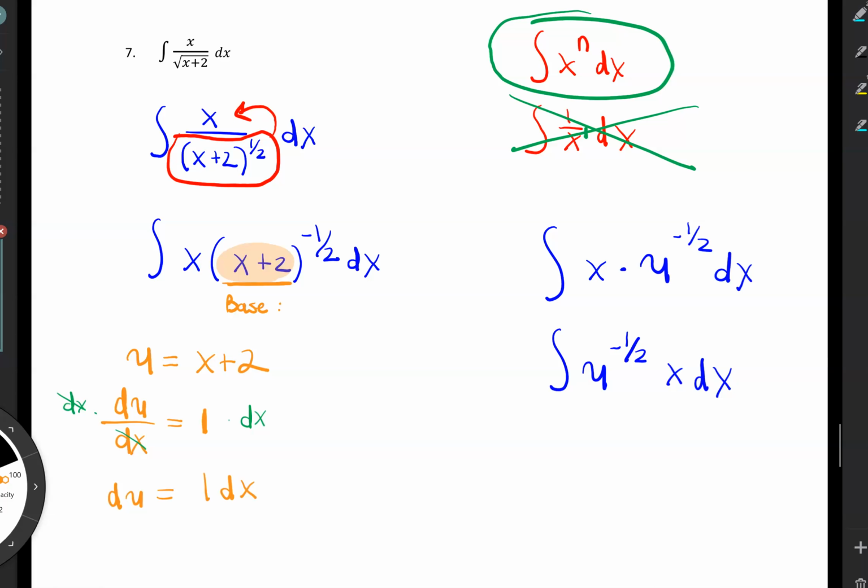Well, do I need that understood 1 there? No, right? So du swaps out directly for dx. If I see a dx, I can swap it for a du. If I see a du, I can swap it for a dx. So over here, here's my dx. That's going to swap out directly for a du. And now look what we got.